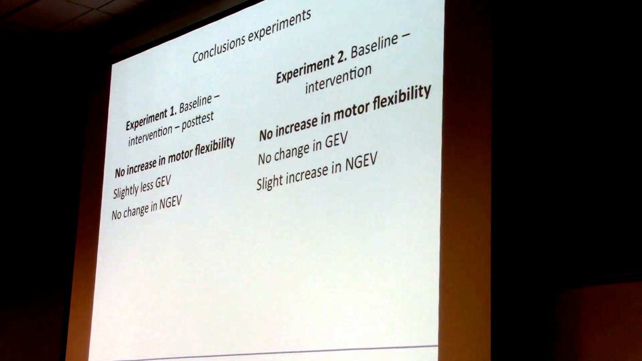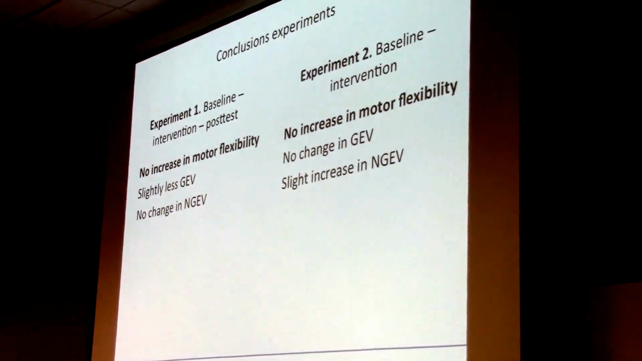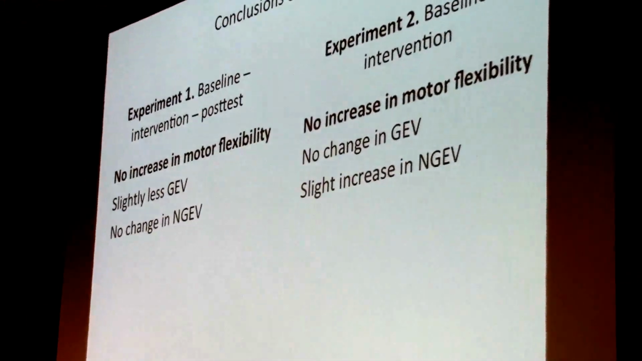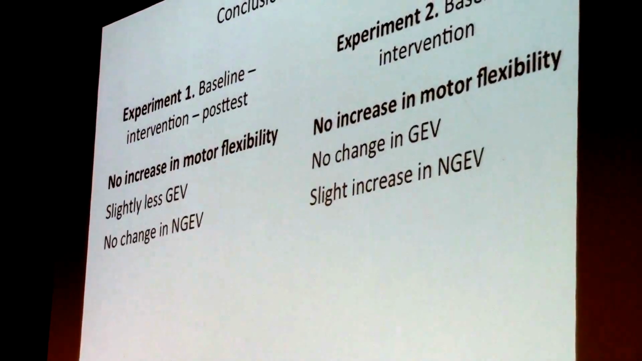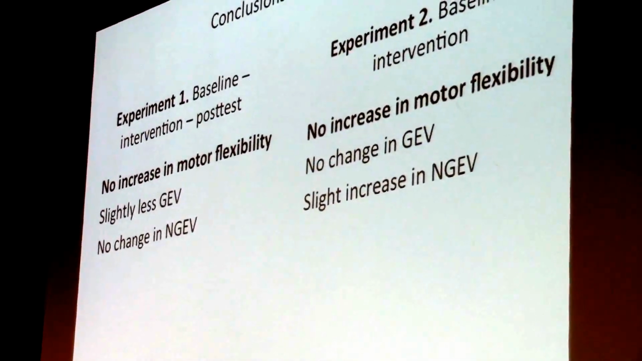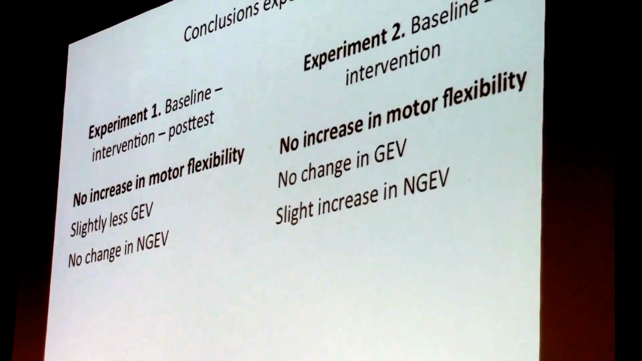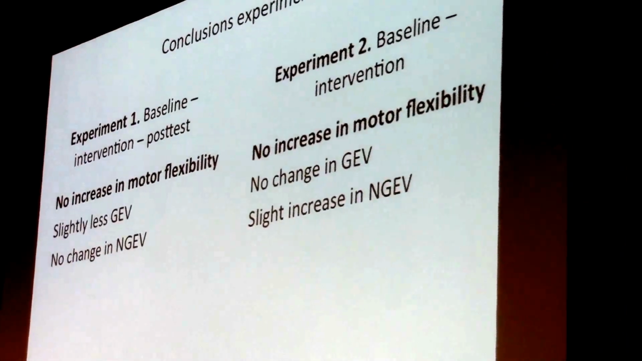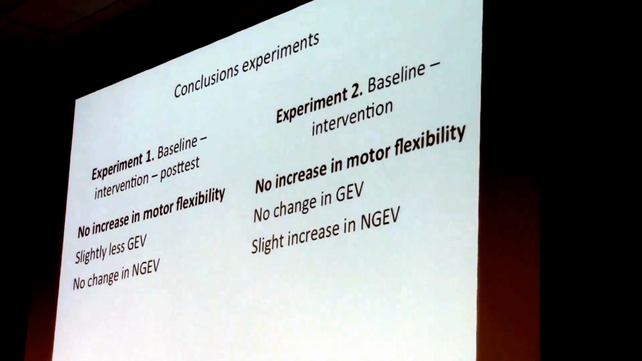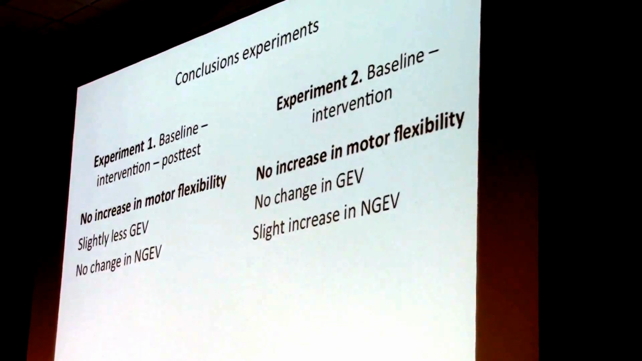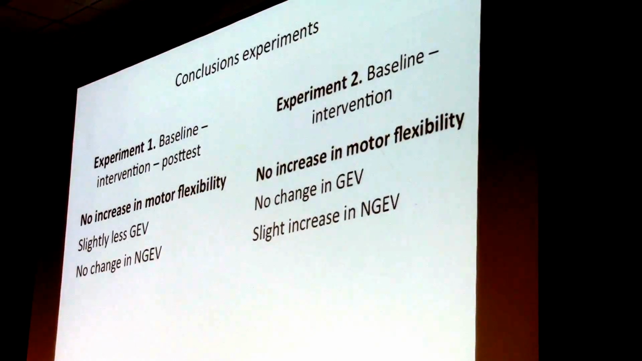So the conclusions of our two experiments are that in the first experiment we did not find an increase in mode of flexibility, that there was slightly less goal equivalent variability, and that there was no change in non-goal equivalent variability. The second experiment showed again no increase in mode of flexibility, no change in goal equivalent variability, and a slight increase in non-goal equivalent variability.